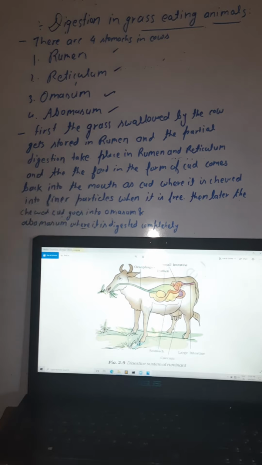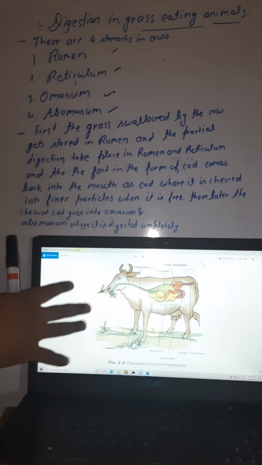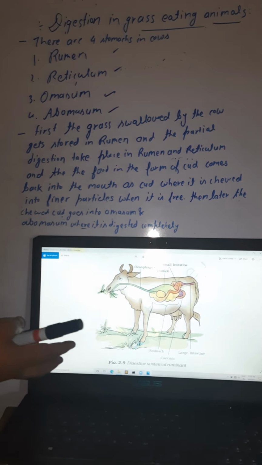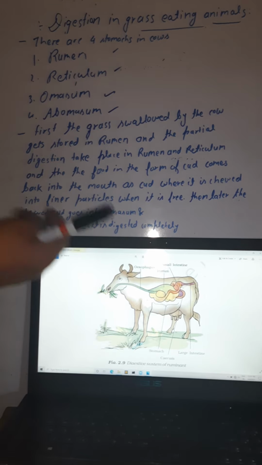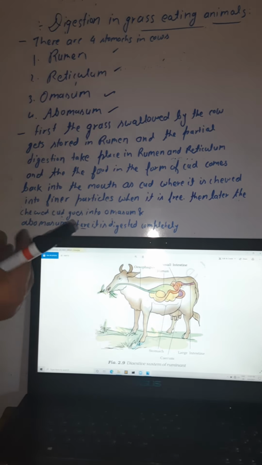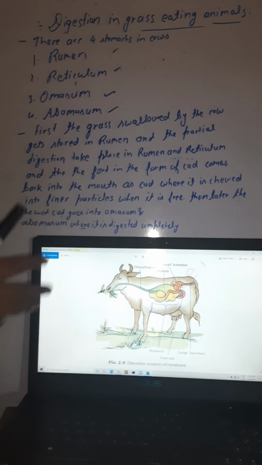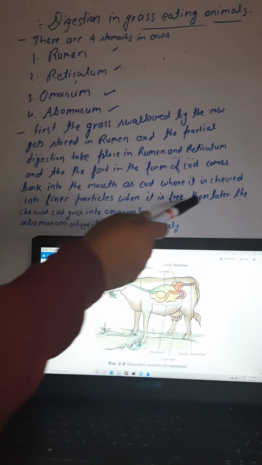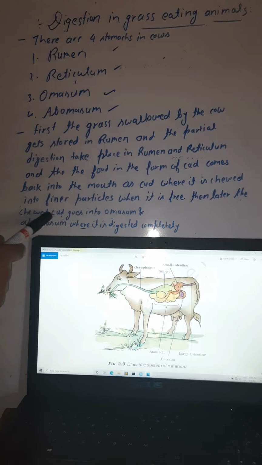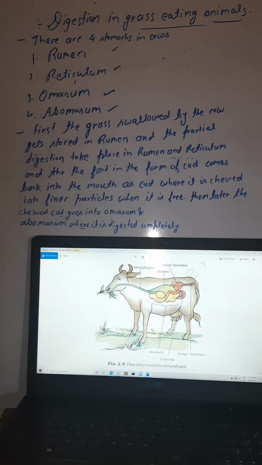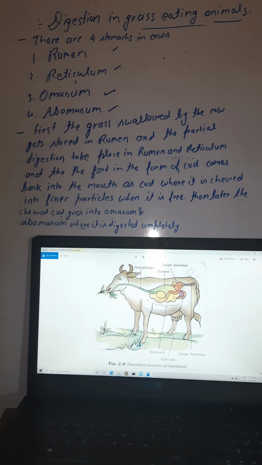The cow continuously chews it when it is free, when you are not giving food to the cow. So it is continuously chewing the cud. When the cud is converted into finer particles, the chewed cud goes into the omasum and the abomasum, where it is digested completely. So this is all about the digestion in grass eating animals. Just note it down.